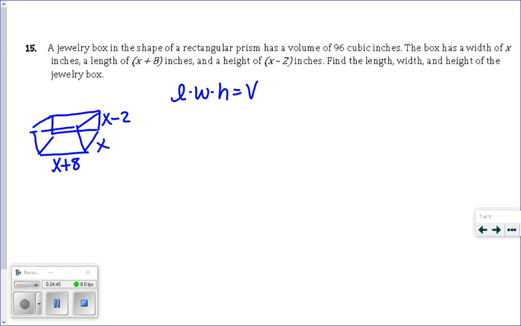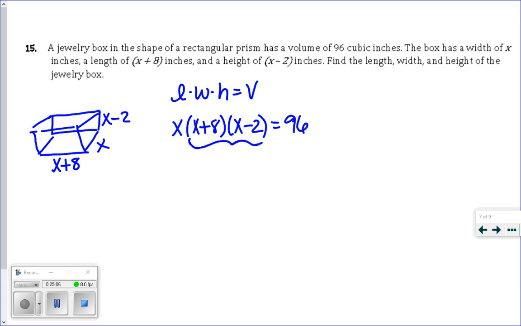volume. So if I multiply the 3 dimensions, it's x times x plus 8 times x minus 2. When I multiply all of that together, the resulting volume is 96. So that's our original setup. But if it's not equal to 0, then these factors are not going to be helpful. We're going to have to multiply this together.